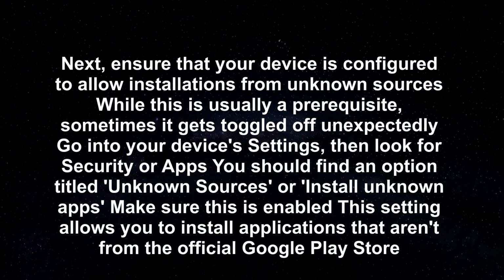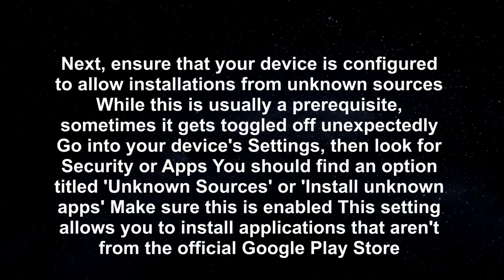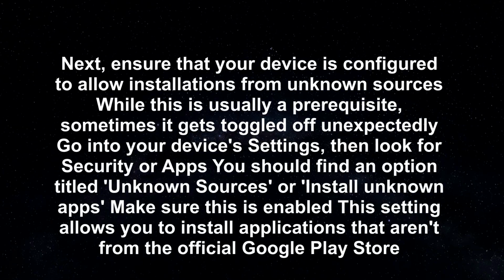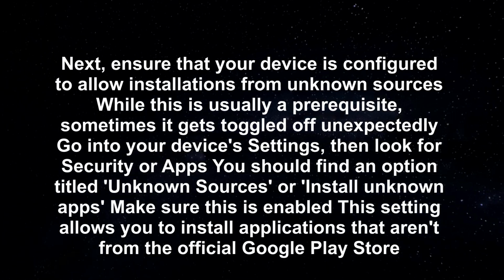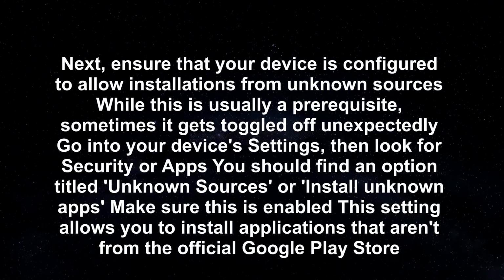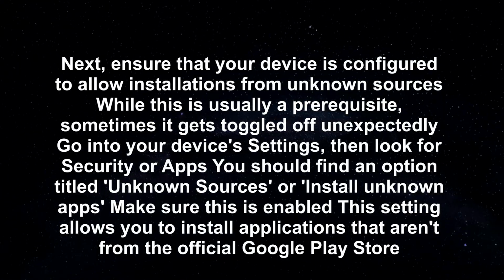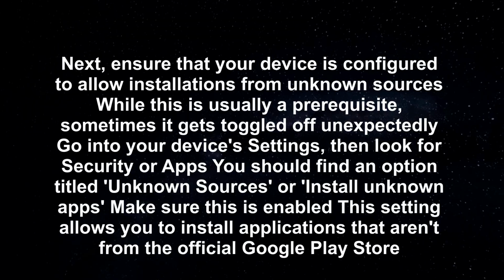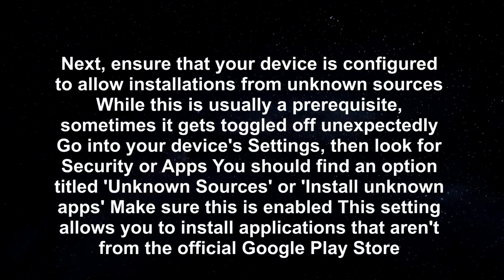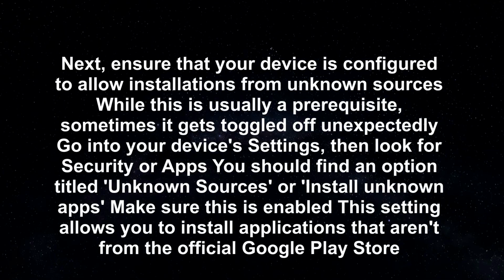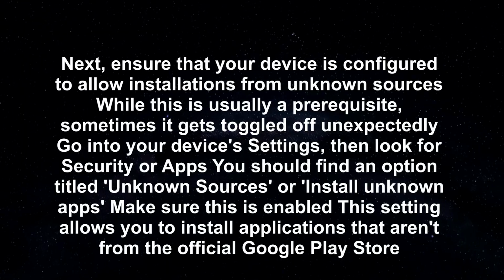Next, ensure that your device is configured to allow installations from unknown sources. While this is usually a prerequisite, sometimes it gets toggled off unexpectedly. Go into your device's settings. Then look for security or apps. You should find an option titled Unknown Sources or Install Unknown Apps. Make sure this is enabled. This setting allows you to install applications that aren't from the official Google Play Store.